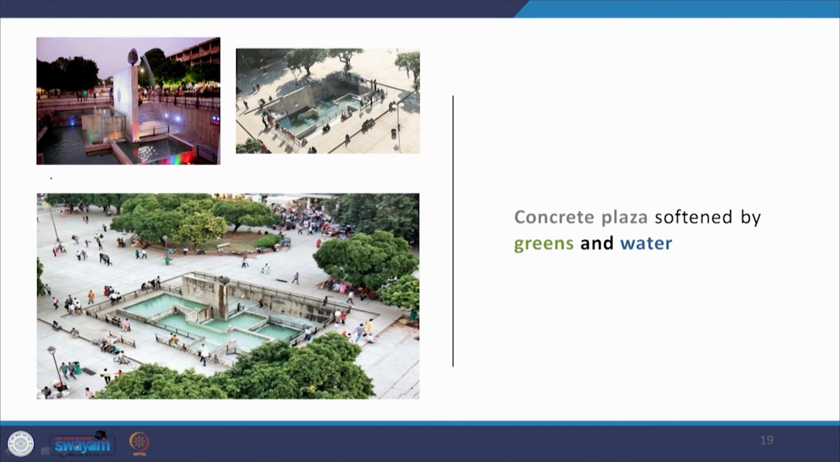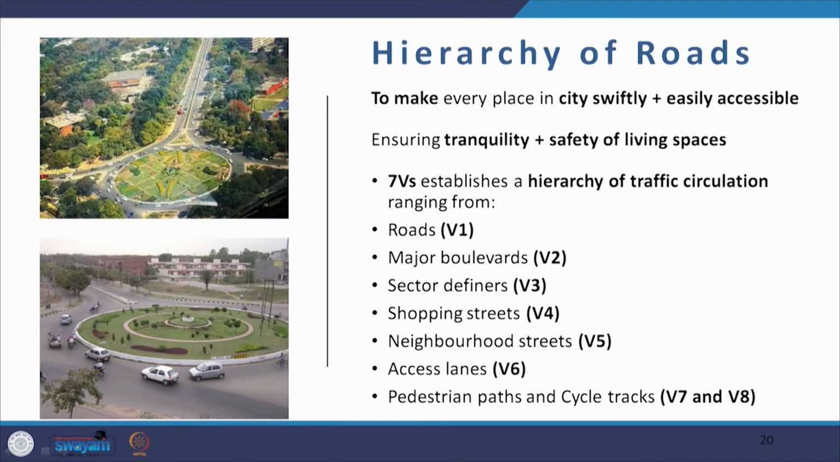Now the concrete plaza itself, unlike the capital complex plaza, is softened by greens and water. Of course there are greens and water in the plaza of the capital complex, but here the response is more intimate. So this is one of the features within sector 17: the water body and the greens and the hierarchy of roads to make every place in the city swiftly and easily accessible and to ensure tranquility and safety of living spaces, because within the neighborhood it is more or less completely pedestrianized.